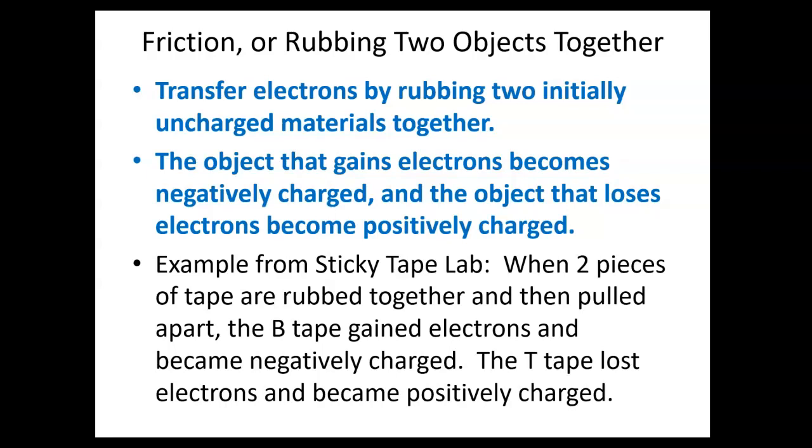We saw a good example of this method for creating charged objects in the sticky tape lab. When two pieces of tape were rubbed together and then pulled apart, the bottom tape gained electrons and became negatively charged. The top tape lost electrons and became positively charged.